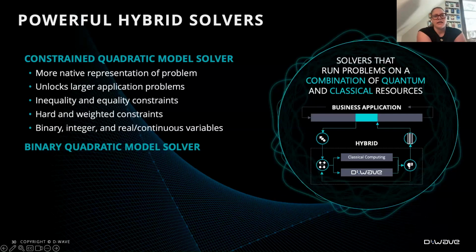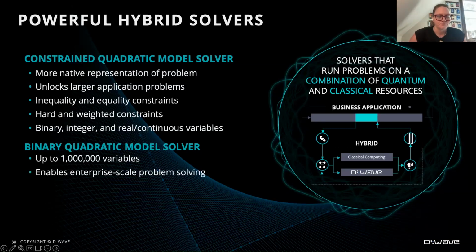Also, you could use binary, integer, or real or continuous variables, which is very useful for things like mixed integer problems and things of that nature. We're using binary variables. We also have a binary quadratic model solver, which is the one that can solve up to 1 million variables, which allows very large industry scale problems. But this one only uses binary variables.